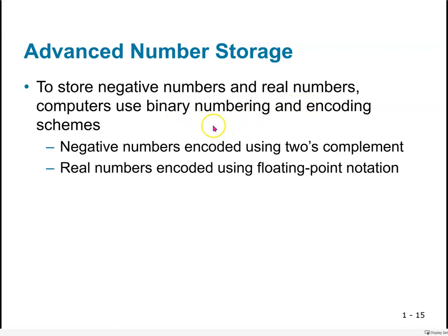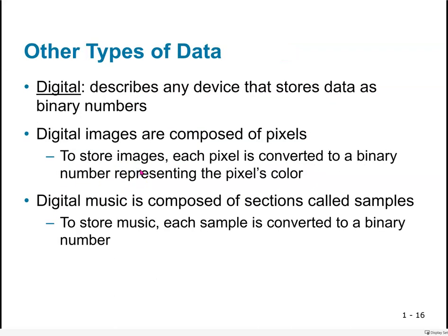To store negative numbers and real numbers, computers use binary numbering and encoding schemes. Negative numbers use what is called 2's complement, where they flip the values and add 1. Real numbers use a very complex encoding notation for floating points. Other types of data: digital describes any device that stores data. Digital images are composed of pixels. To store images, each pixel is converted to a binary number representing the pixel's color.